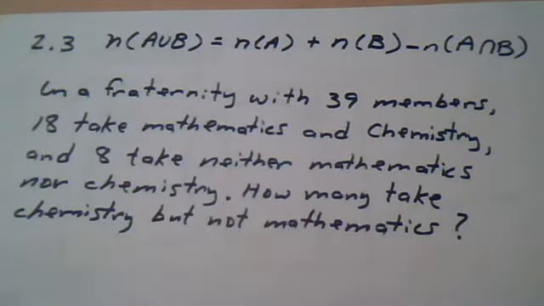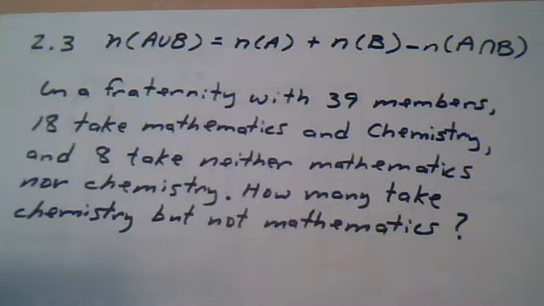In a fraternity with 39 members, 18 take mathematics and chemistry, and 8 take neither mathematics nor chemistry. How many take chemistry but not mathematics? So the information looks pretty shuffled up, pretty mixed up. So we need to sort it out.